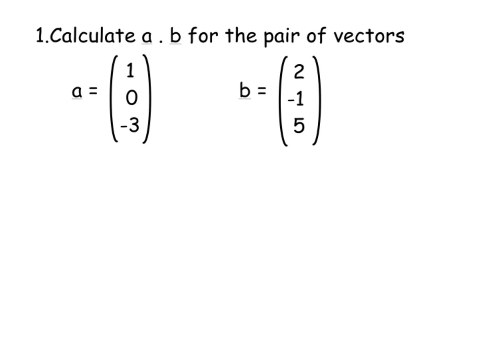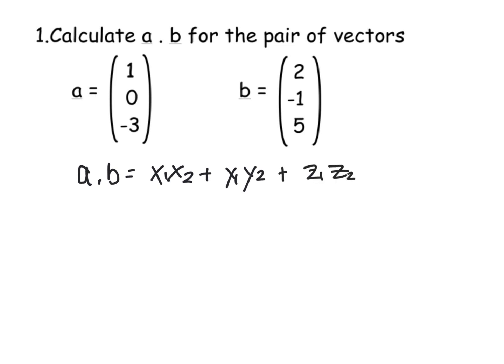Let's get to it. Here's question 1. So we're simply asked to find a dot b, and we're given two vectors. So you look up your formula sheet. This one has no mention of angles, so this is going to be using the first one we gave you. So this is going to use a dot b equals x1 x2 plus y1 y2 plus z1 z2.